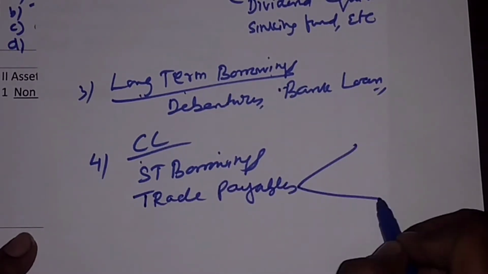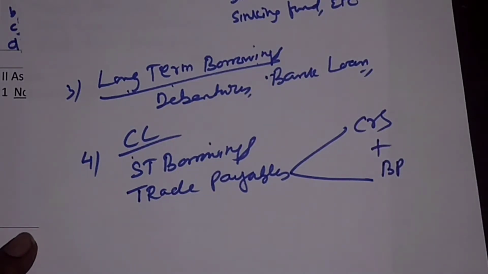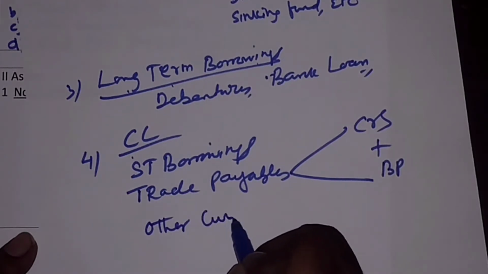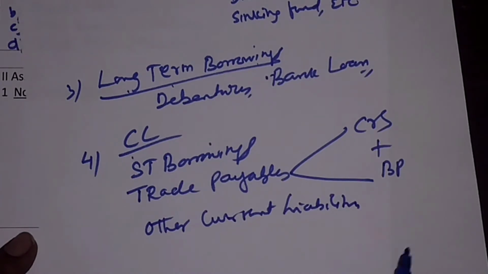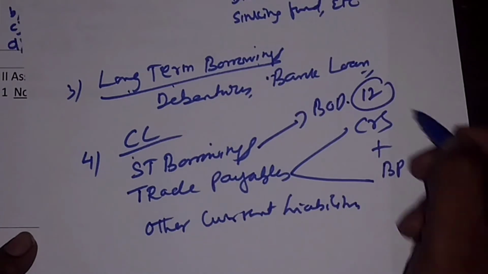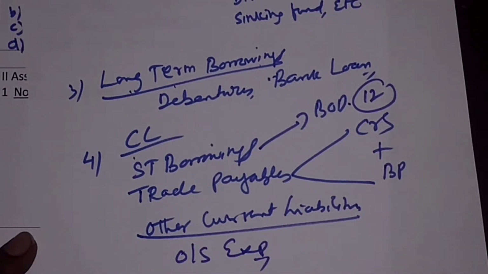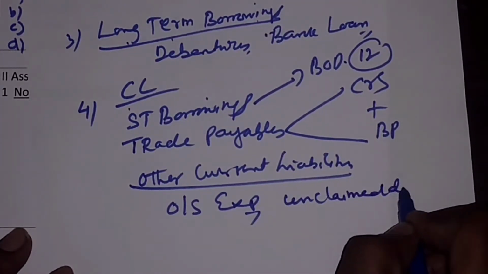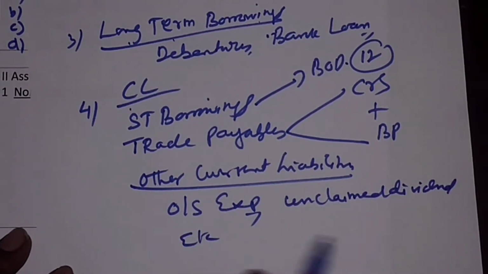Trade payables include creditors plus bills payable. Next, after trade payables, other current liabilities. In short-term borrowings, we will have the bank overdraft and any borrowings which are less than 12 months. Other current liabilities are outstanding expenses, unclaimed dividend, etc.